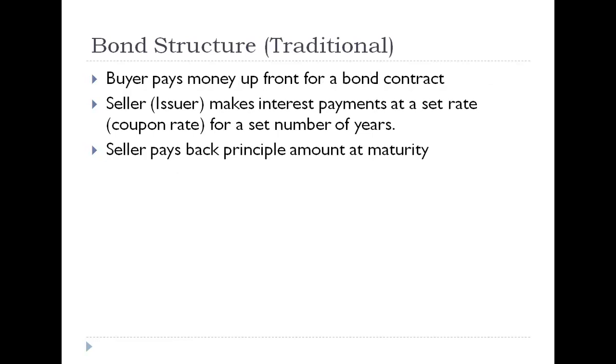So the way this works is someone buys a bond by paying money up front for the bond contract, and then over time that person receives interest payments. Let's say you receive an interest payment every year, and then at the end of the maturity time period, when the bond expires, you would get back the face value amount of the bond.